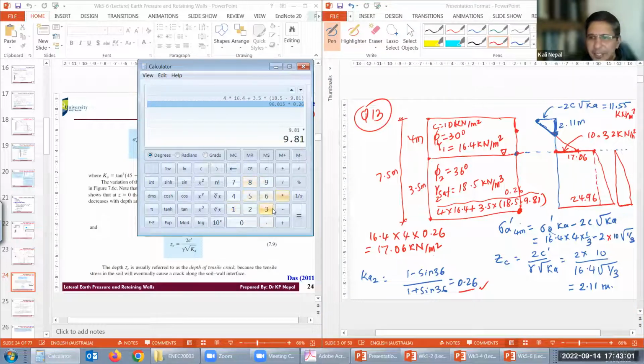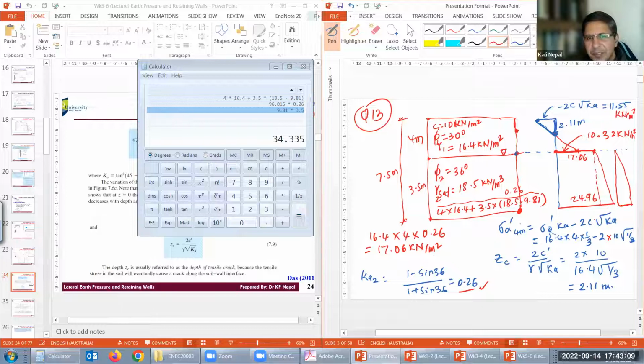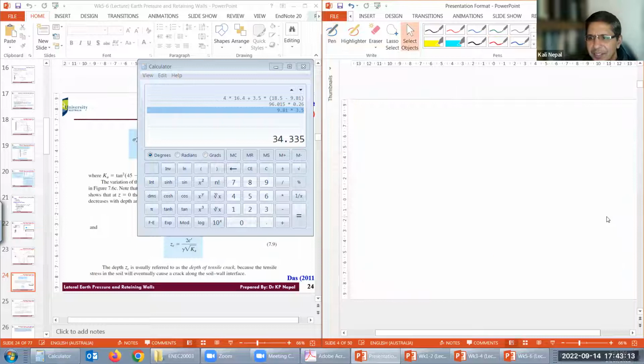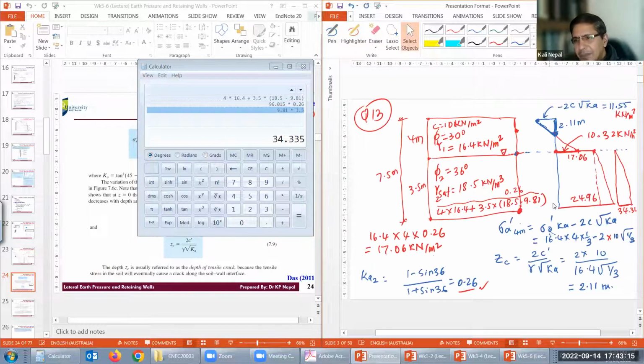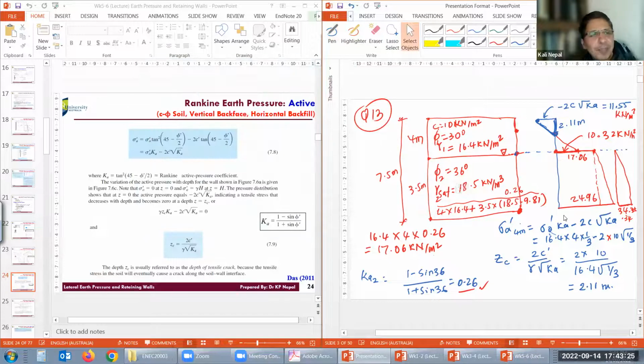9.81 multiplied by 3.5, yeah? Gamma W, right? 34.34. I've gone to the next page, right? Yeah, 34.34 here. Good, yeah. 34.34. Done. So we have all the pressure diagram.